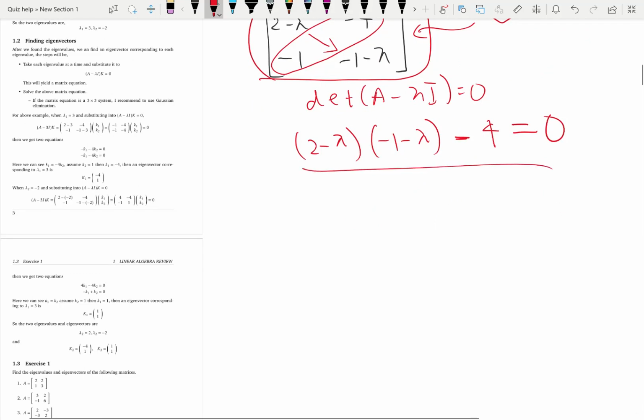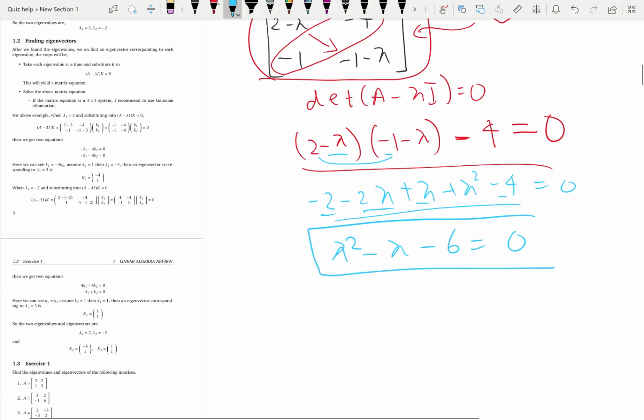So let's expand the bracket. That is what you always have to do: expand the bracket, simplify, get a polynomial. You should always get a polynomial. We do have a special name for this polynomial, which we'll get into later. So let's expand. 2 times -1, -2; 2 times negative lambda, -2 lambda; plus lambda; plus lambda square; minus 4 is equal to 0. So let's rewrite this: lambda square, -2 lambda plus lambda, negative lambda, -2 minus 4 is -6. So this is the simplified polynomial we get.